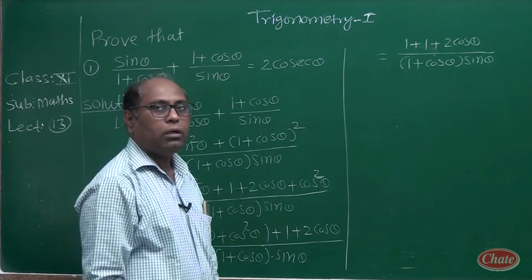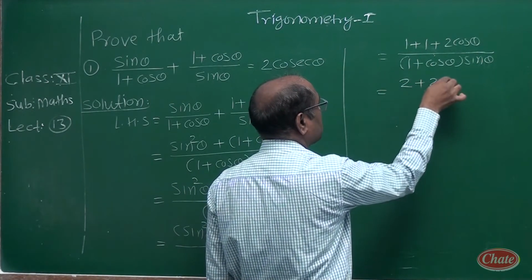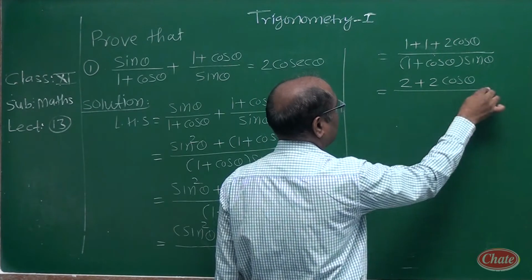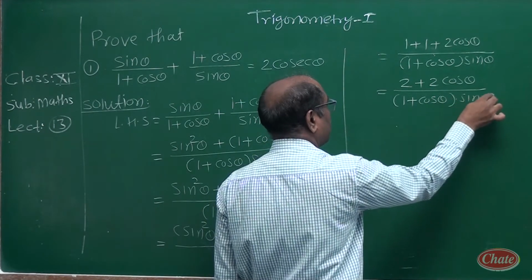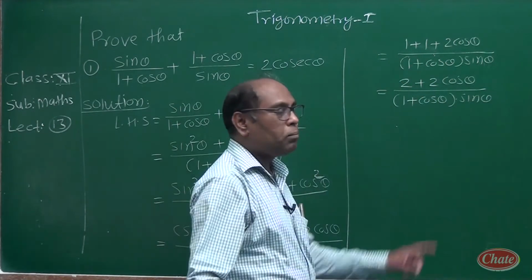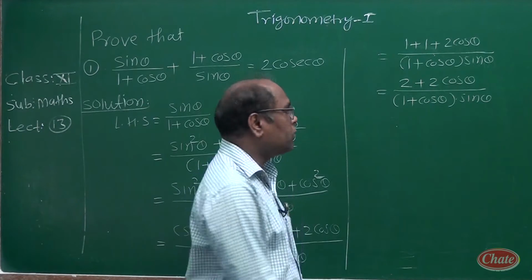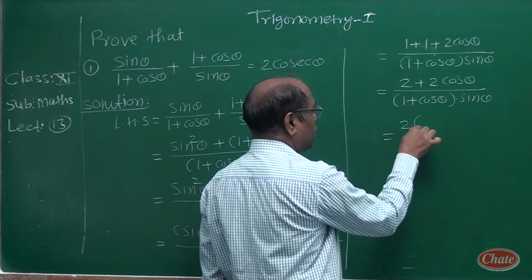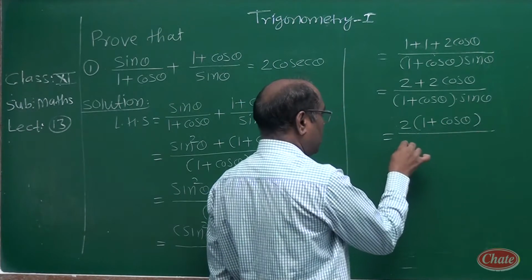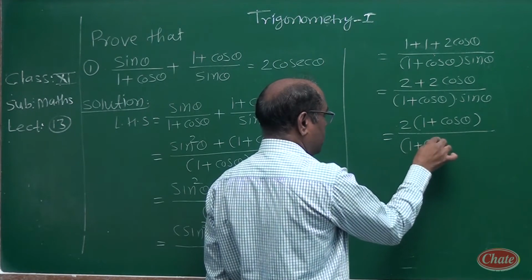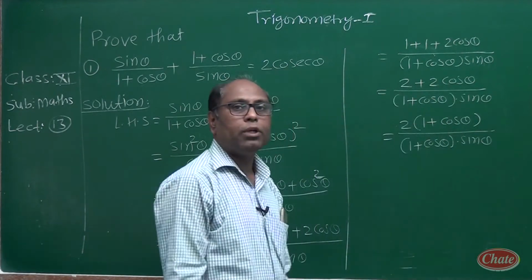Now in the numerator, what do we get here? 1 plus 1, that is 2, plus 2 cos theta, divided by 1 plus cos theta into sin theta. Now from the numerator, taking 2 as common. If we take 2 as common from the numerator, what do we get? 1 plus cos theta, divided by the denominator, 1 plus cos theta into sin theta.